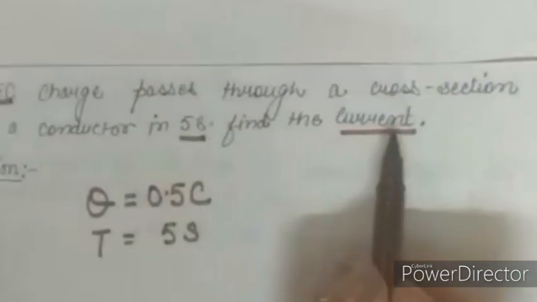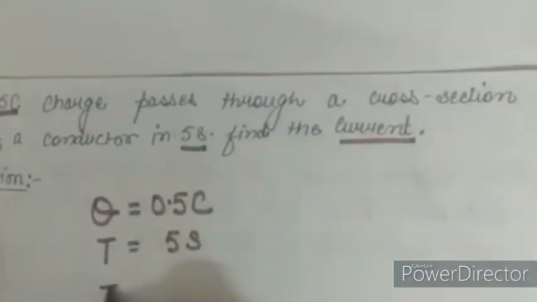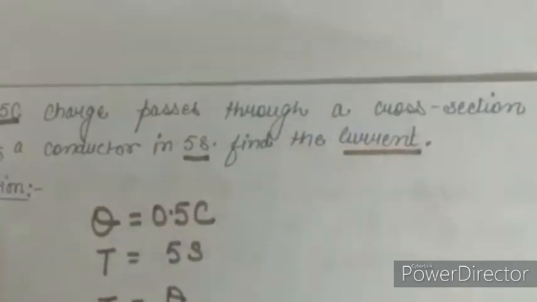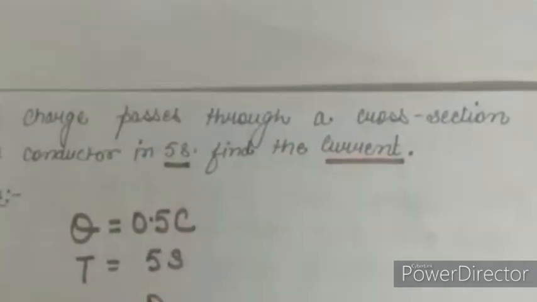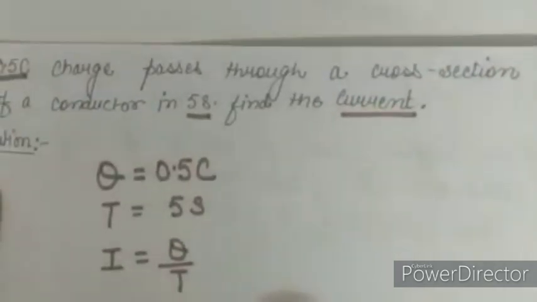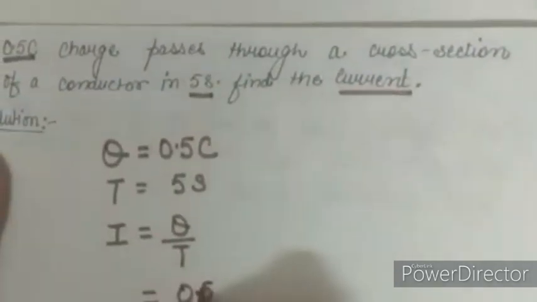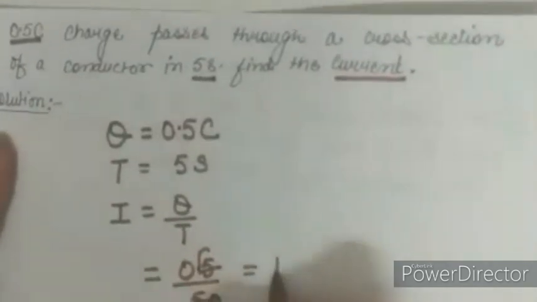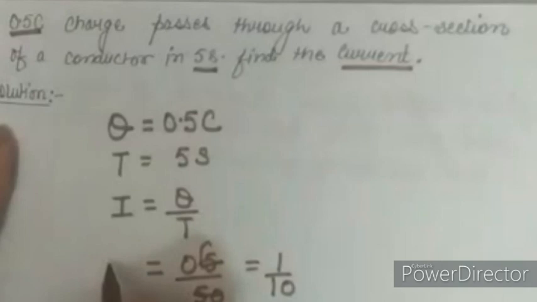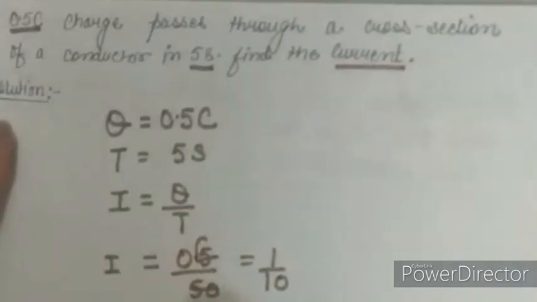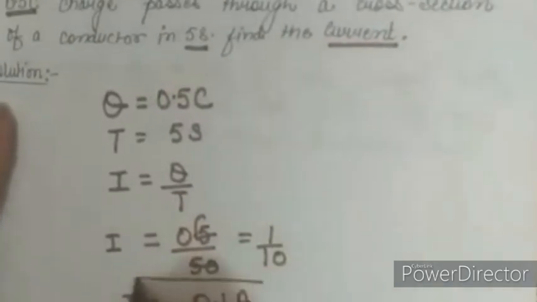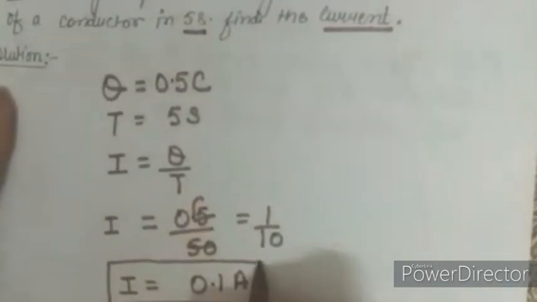So to calculate the current, we have the formula I is equal to Q upon T. Now substitute the values. Q is 0.5 and T is 5. Remove the decimal. So the value of current is 1 by 10, or it is equal to 0.1 ampere. So the amount of current passed is 0.1 ampere.